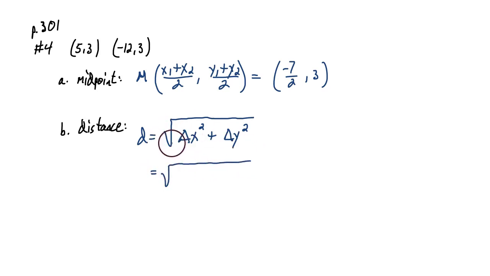What is the change in x? -12 take away 5 is -17 units. What's the change in y? 3 take away 3 is 0 units. This makes 17.